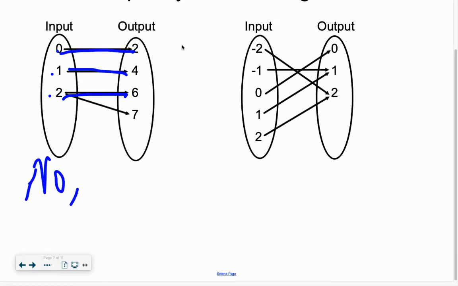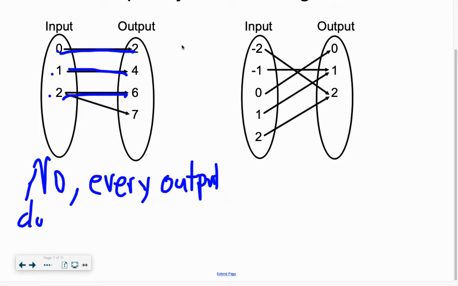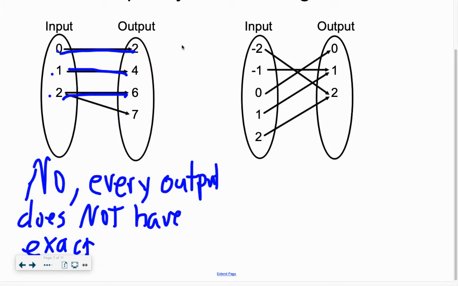Explain your reasoning. You just tell me like the definition said. But in this case, every output does not have exactly one input. That's it. That's all we do.